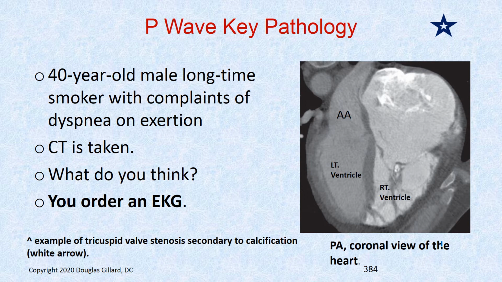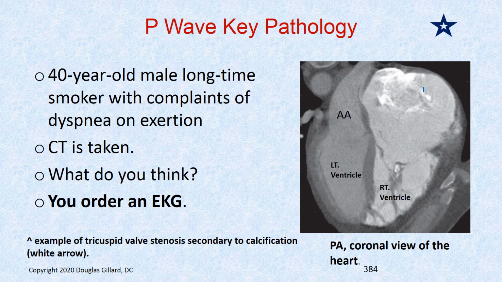Okay, look at this guy, 40-year-old male, longtime smoker, complaints of dyspnea. CT was taken of the heart. What do you make of that? Then you ordered an EKG. Well, here's the left ventricle. There's the ascending aorta. Here's the right ventricle. Actually, it looks like we have a little contrast going through that. There's the right atria. How's that look? That's ridiculously too big, right?